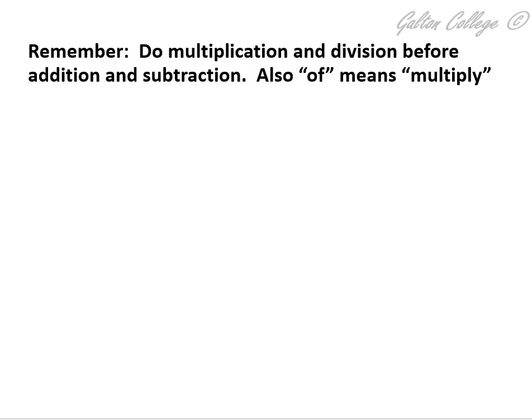The other thing to remember is, remember to do multiplication and division before addition and subtraction. That's a rule you must never forget. That is so important. Do multiplication and division before addition and subtraction. And also remember that the word "of" means multiply. So a half of 1 is 1 multiplied by a half. So two things to remember here, and both of these, as I said, were covered in a different video.